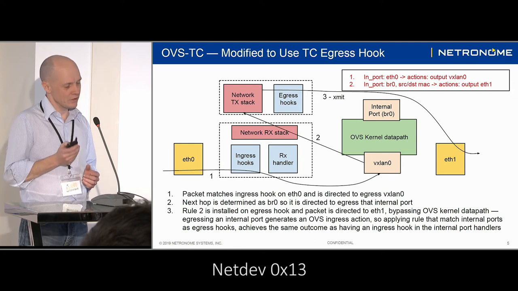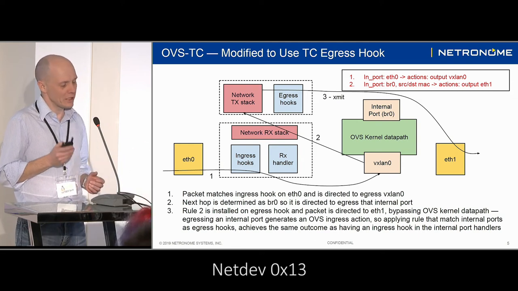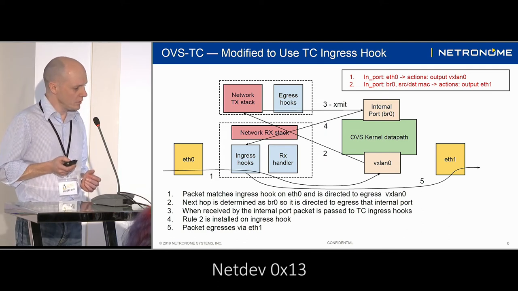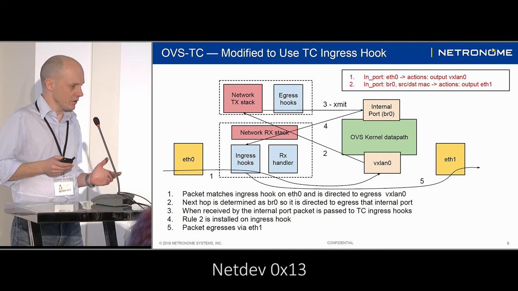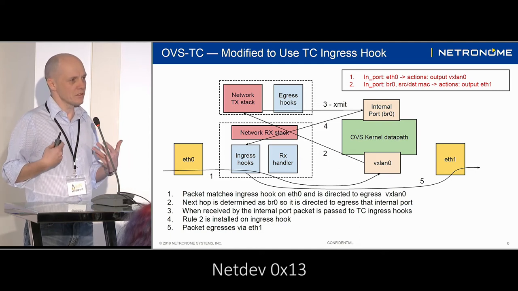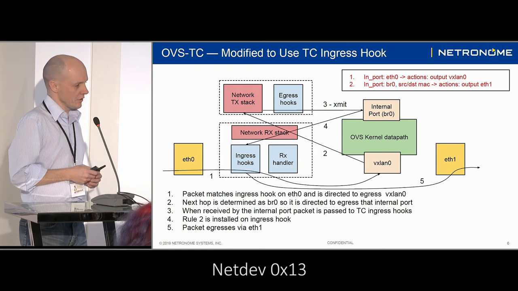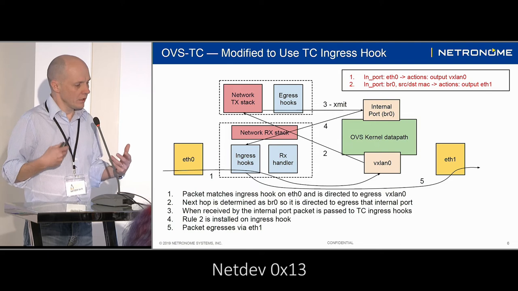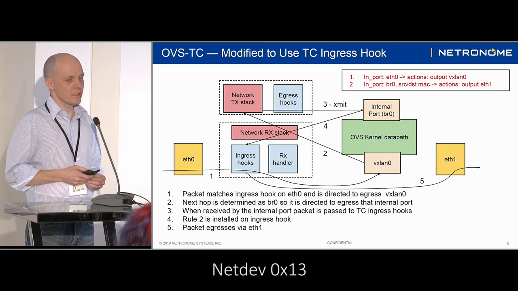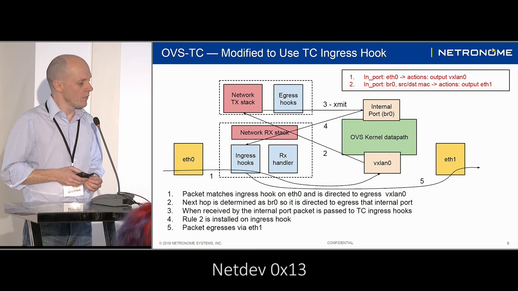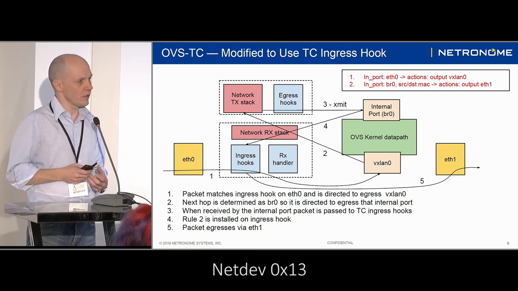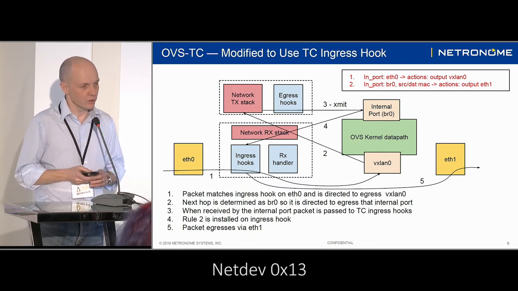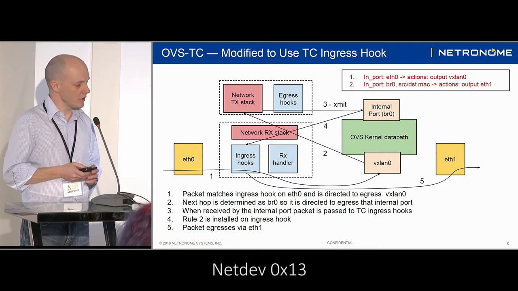The other solution is my colleague's idea. My idea was this one. The result is kind of the same. The difference is that we don't consider this to be egress. We still consider it to be ingress. And essentially what we do is we teach the internal port implementation, this magic function in the OVS directory, to actually use the ingress hooks. And again, the result is pretty good. Both rules are processed and everything is fine.